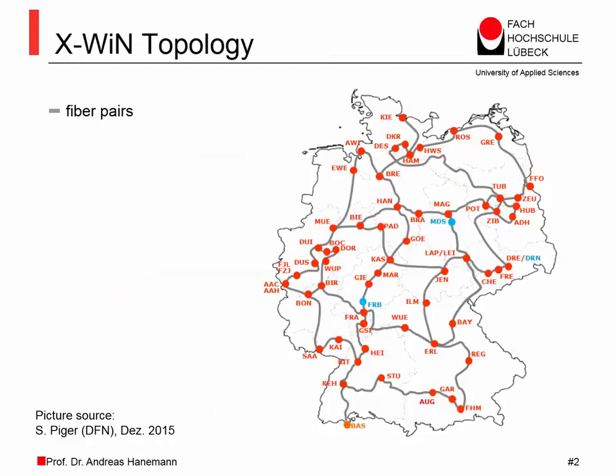This slide shows the physical topology of the German research network, which is called XWIN in its current generation. As you can see, fiber pairs are in use to interconnect the major cities in Germany, where you find large universities and research institutions. The topology can be described as several rings with some additional redundancy. The choice of rings is useful because it is quite expensive to rent such fiber.